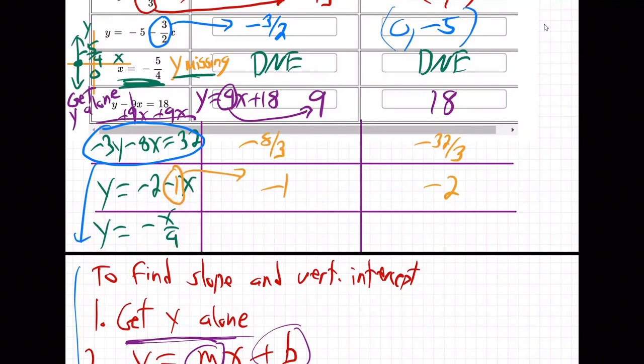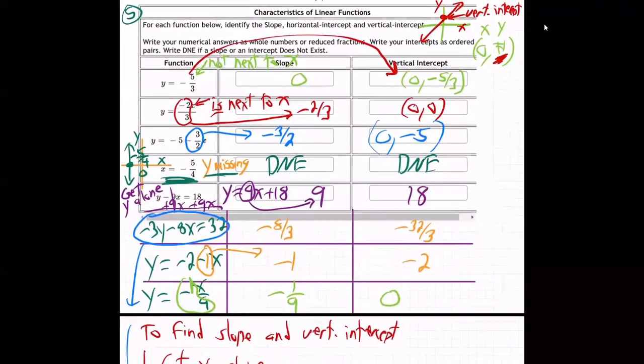Finally, how about this one? Last one. It is going to be -1/9. There we go. And the vertical intercept is 0 because there's no number added or subtracted. So what's next to x here is actually -1/9. Again, because there's no number up top next to x, that always means 1. And the 9 is there as well. So it's -1/9 is the fraction next to x, and there's no number added or subtracted off the right. So that's 0.